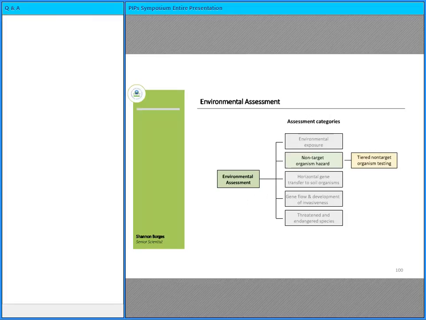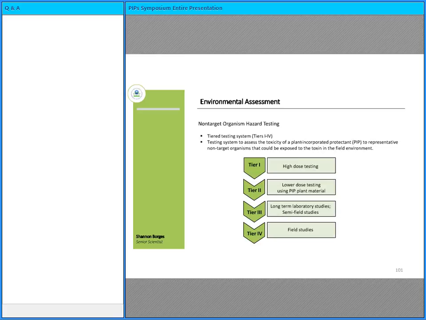To assess the hazard, we have a tiered non-target organism testing scheme, and that is shown on this next slide. It basically consists of 4 tiers. The first is high-dose testing, and this is supposed to provide a worst-case scenario. The second is lower dose testing using the plant material. That's a laboratory test that's more realistic to what happens in the field.